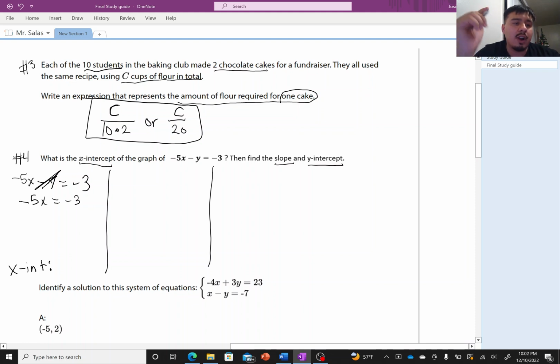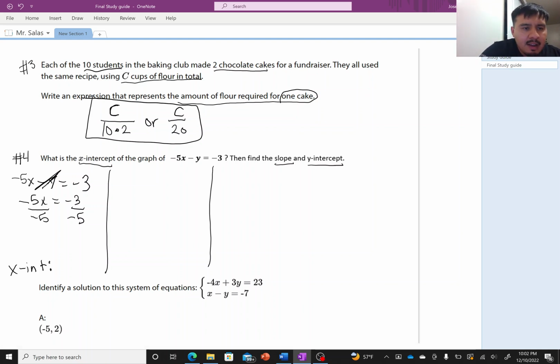Now I'm going to solve for x. So that means I have to divide by negative 5 on both sides. That looks ugly. My writing with this pen is not that good anymore. So let's see. Negative 5 divided by negative 5, the negative 5s get canceled out. I get x is equal to negative 3 divided by negative 5.